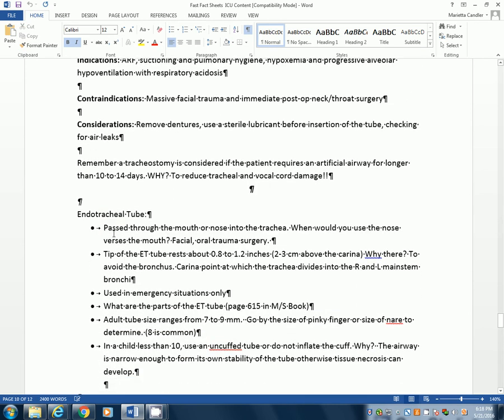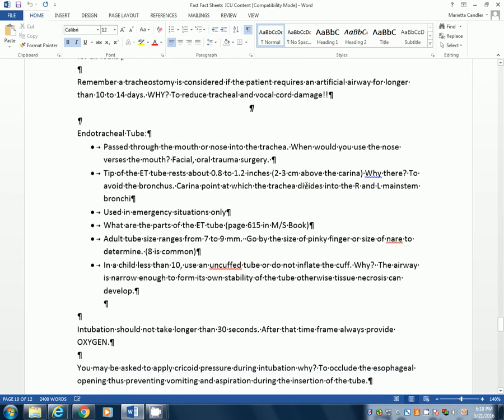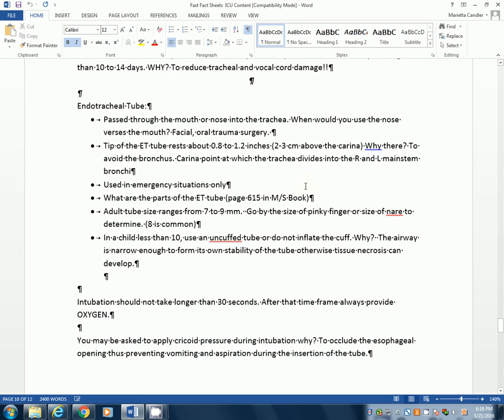Now, a tracheostomy is considered if the patient requires an artificial airway for longer than 10 to 14 days. So if they know that this patient's going to be on 14 days or it goes past 14 days, they will put in a trach. And the reason they do that is to reduce tracheal and vocal cord damage, because that is more than likely if you leave it in past 14 days.